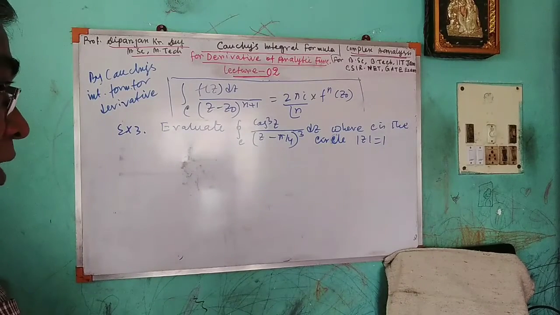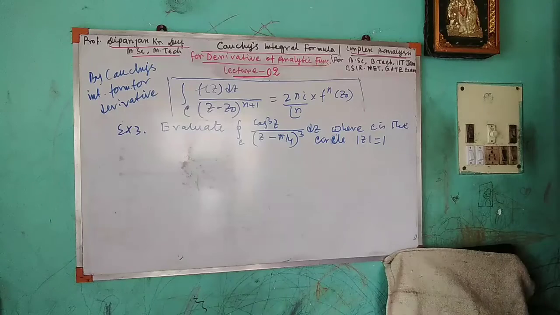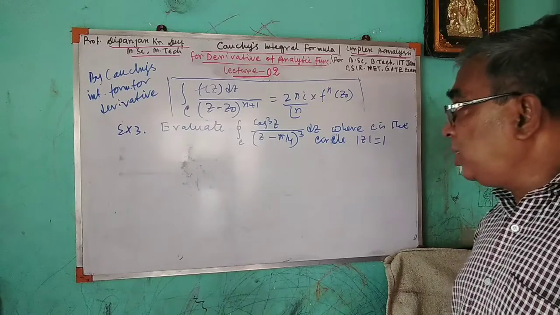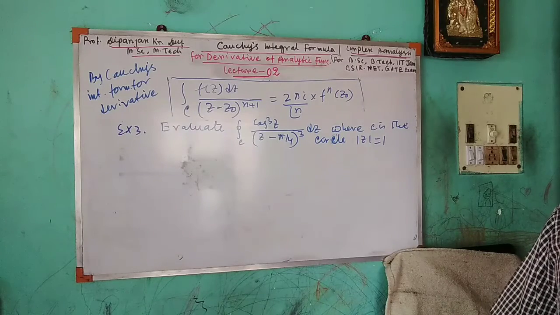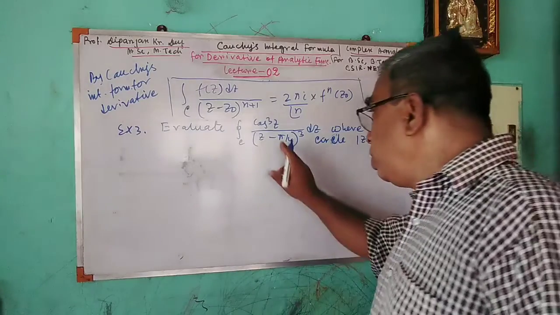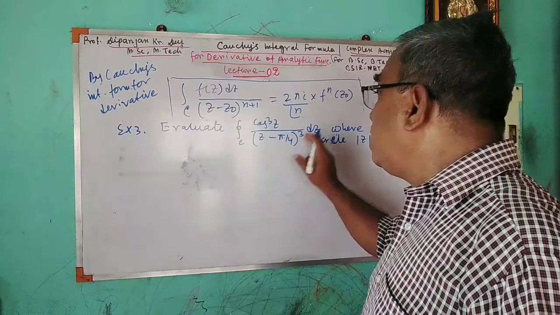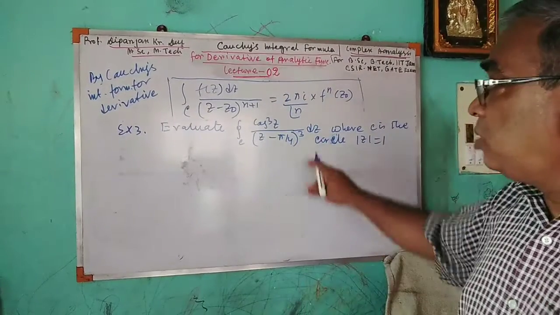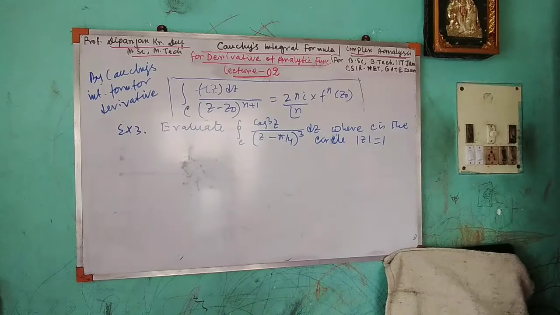Now, to see this sum, the question is, should I apply Cauchy's integral formula, or should I apply Cauchy's integral formula for derivatives? Cauchy's integral formula for derivatives. Why? Because the denominator has the power z minus pi by 4, and this power is 3. When this power is 1, then only Cauchy's integral formula. If it is 2 or more than 2, then we have to apply Cauchy's integral formula for derivative.